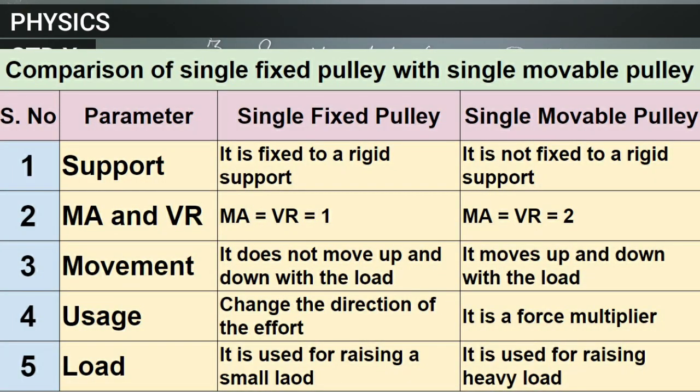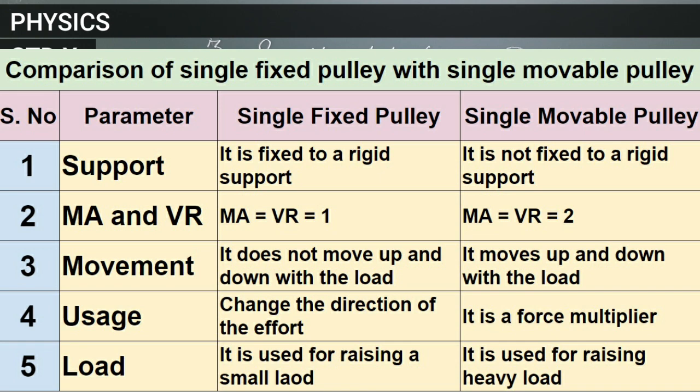The first one, rigid support. A single fixed pulley is fixed to a rigid support, whereas a single movable pulley is not fixed to a rigid support. Mechanical advantage and velocity ratio of a single fixed pulley is equal to 1, but in the case of a single movable pulley, they both are equal to 2. Movement: a single fixed pulley does not move up and down along with the load, but a single movable pulley moves up and down along with the load.